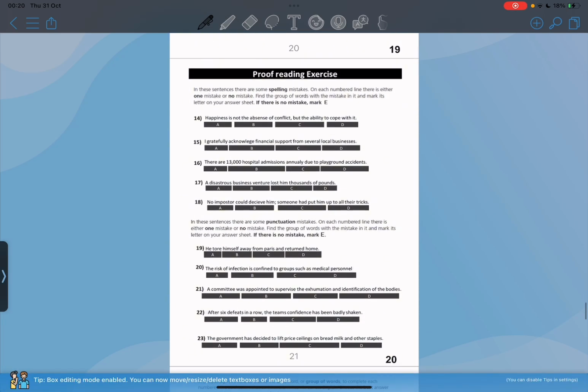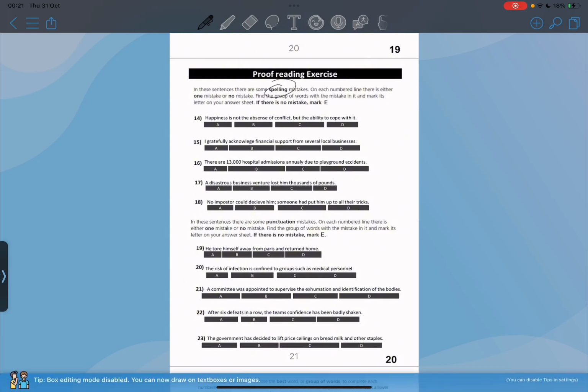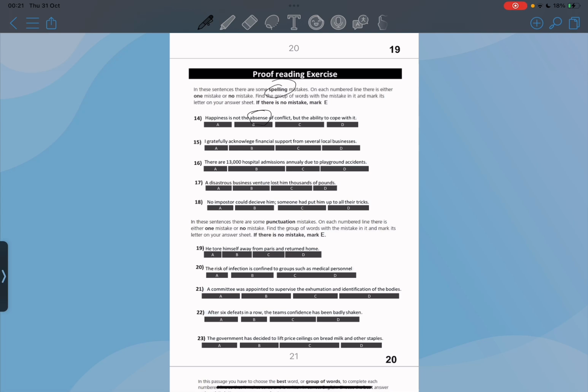Okay, let's move on to the proofreading. Question 14. Okay, so happiness is not in absence. So what we're doing here is spelling mistakes. Now, absence here is spelt wrong. If you look at question 15, financial knowledge is spelt wrong here. It should have a D.